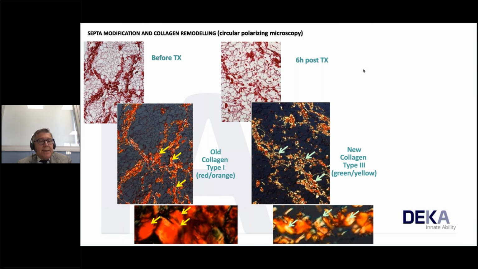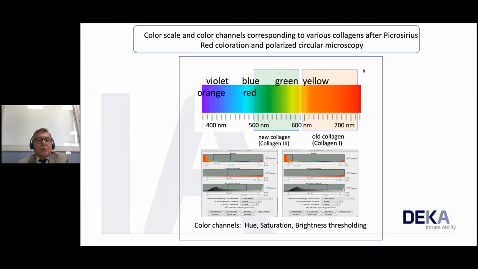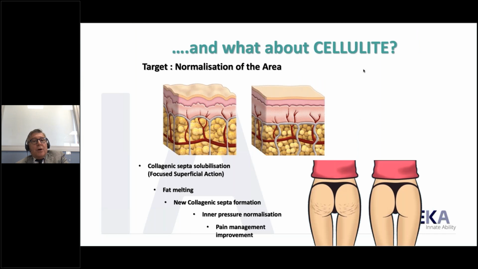Now we pass in the fibrous strand from the old collagen type 1 to the new collagen type 3. He has used a particular staining called Picro Sirius Red that allows us to evaluate the old collagen in green-yellow and the new one in blue-red, and of course, with polarized circular microscopy. So about the cellulite, there is a normalization of the area.